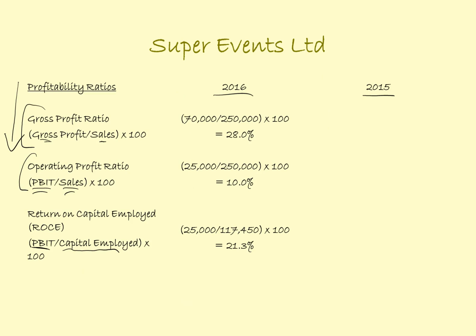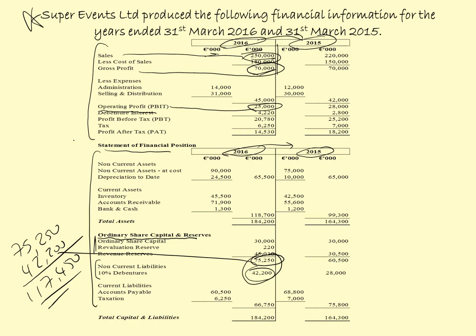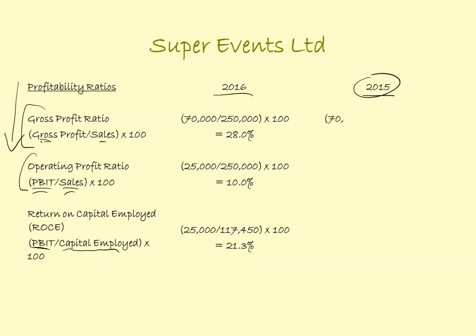Now we're going to work through the 2015 figures. Remember, you can pause and rewind at any time. So for my 2015 figures here, I need the gross profit and sales. So I go back here. There's my gross profit figure, and there's my sales figure. So if I pop those in, I have 70,000 divided by 220,000 multiplied by 100, which gives me 31.8%.